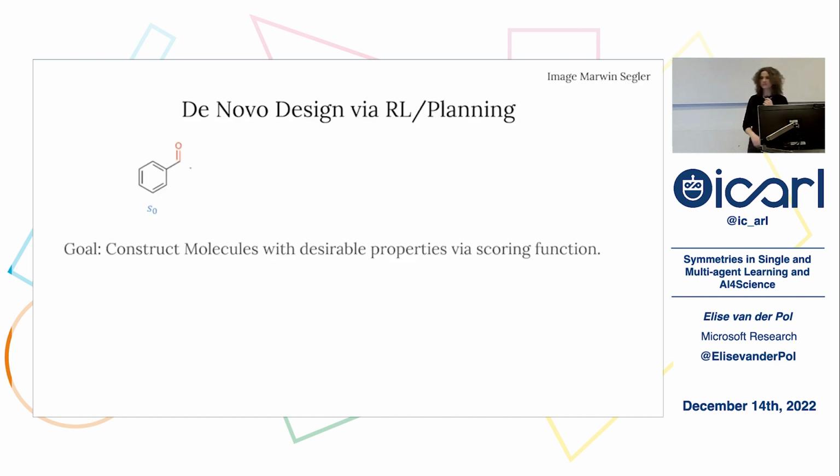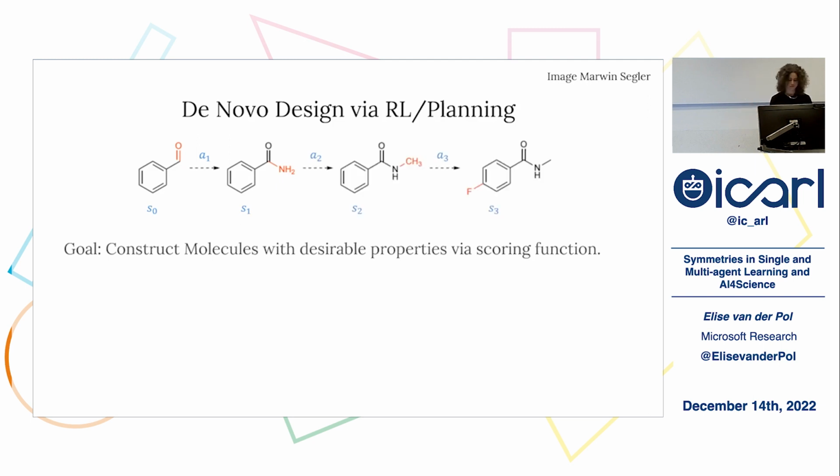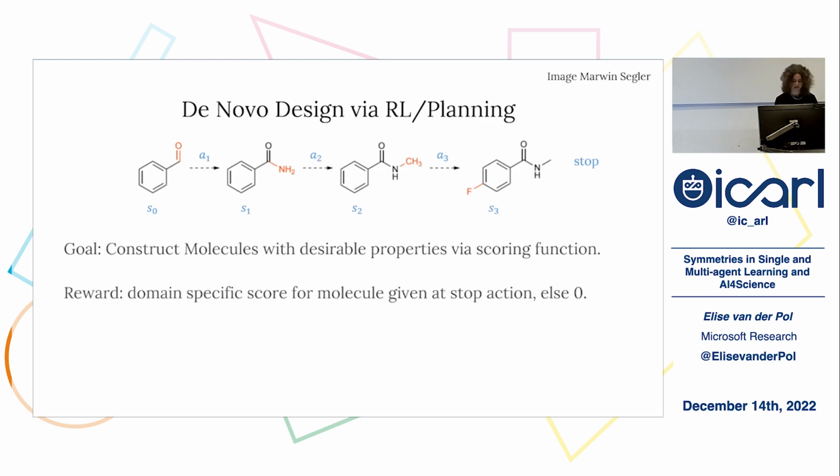And that's kind of the task of de novo design. You can do this with reinforcement learning or planning. But I talked to a lot of guys today about quality and diversity, so that might also be an approach that you could take. I don't know, I haven't tried. The goal here is to construct molecules that have some desirable properties via some scoring function. So your state here is your partially constructed molecule, and your action is placing a new atom on the molecule, until at some point the agent should say, okay, stop, I think it's done. And then we evaluate it with some domain-specific score.